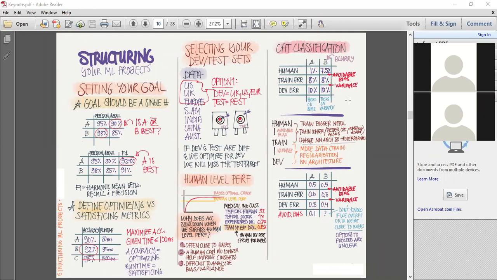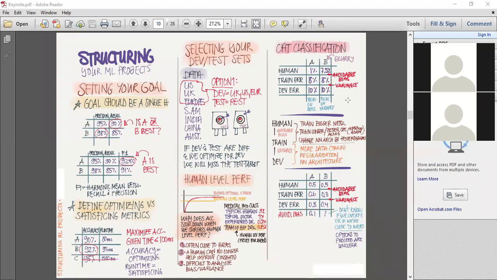The severity of the consequences is huge when you use deep learning in healthcare or in automobiles. So if you are doing something along those lines, make sure you are selecting proper development and test sets so that you can rely on those tests.